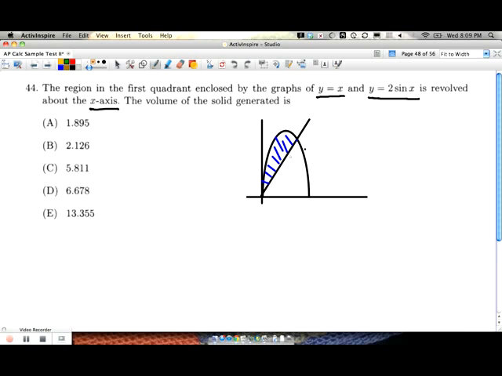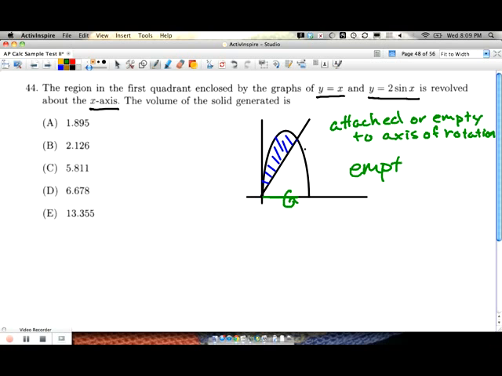So then what we're really looking at is how are we going to figure out the area of those disks? Well, there's a couple of questions that we need to ask. This is our axis of rotation, and when you're doing a volume of rotation, you want to say, am I attached or empty to the axis of rotation? Well, we are empty. We have lots and lots of green space here in the middle. That means that we have to follow a template where we do pi times big R squared minus little r squared. And we're going from A to B, or left to right.